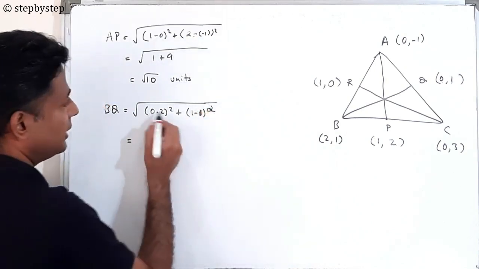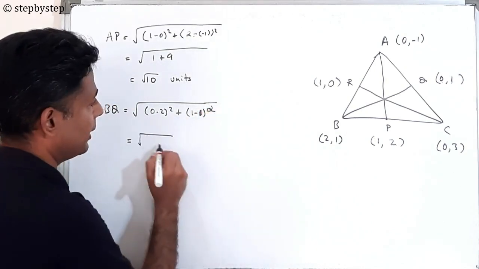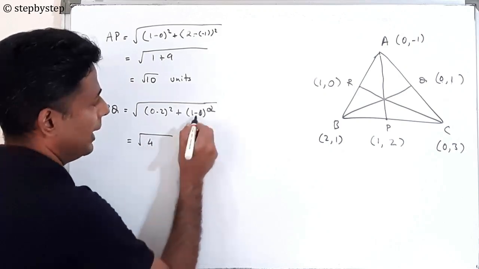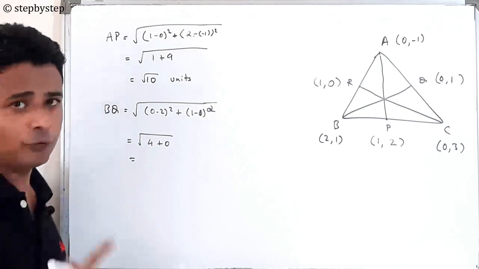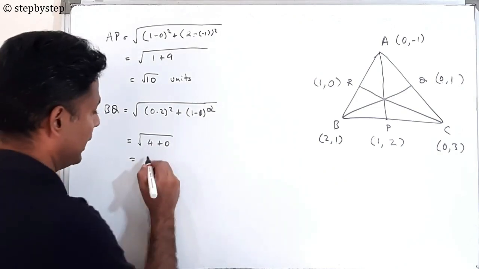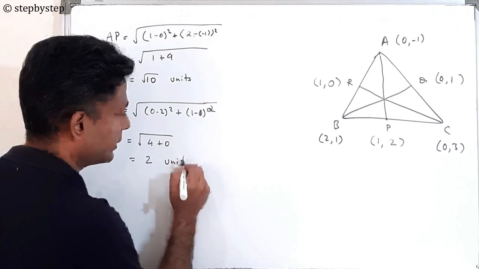So we get (0 minus 2) whole square, that is plus 4, and (1 minus 1) is 0, 0 square is 0. So we get root of 4 plus 0, that is root 4, that is 2 units.